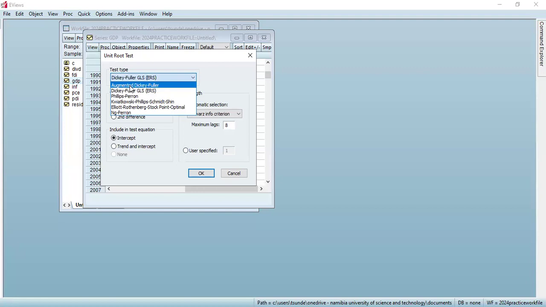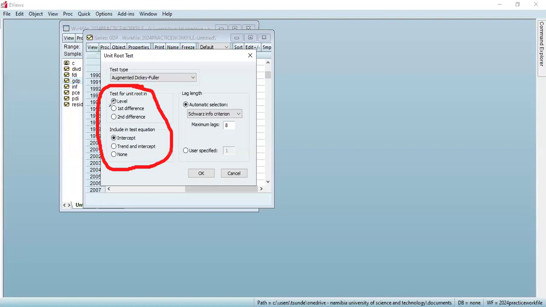All the other things, don't change them. You only play around with this part here. Because you do the test in levels using a model with intercept, using a model with trend and intercept, using a model without trend and intercept. Then you also do the test in first differences using the model with intercept, using the model with trend and intercept, and a model with no trend and intercept. So you play around here. You ignore all the other information once you have chosen the method that you want to use.